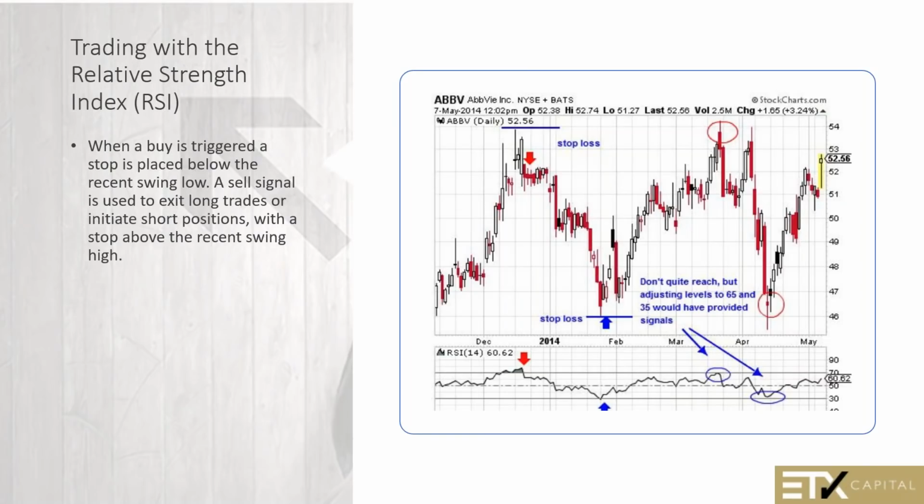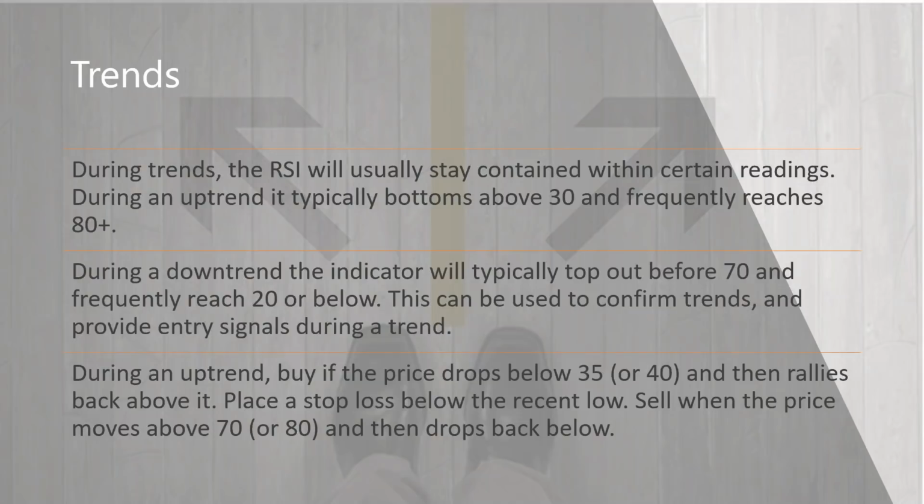Now, different approaches and different information work differently in markets. So this approach can work well in ranging markets when the price is swinging back and forth between overbought and oversold levels. But if the stock doesn't quite reach the predefined levels, alternate levels can be used, such as 35 or 65. When a buy is triggered, a stop is placed below the recent swing low. A sell signal is used to exit long trades or initiate short positions, with a stop above the recent swing high.